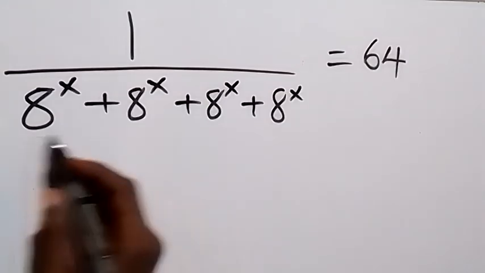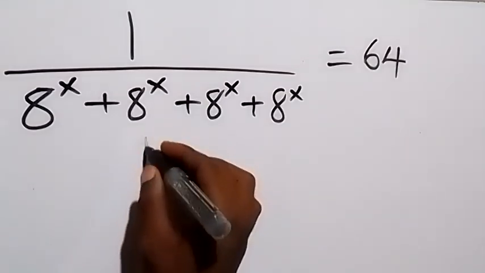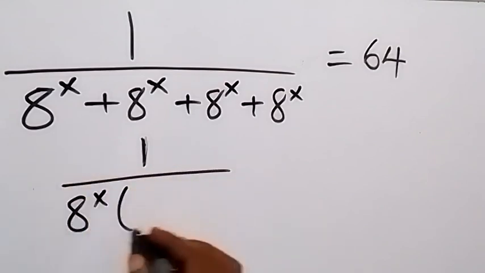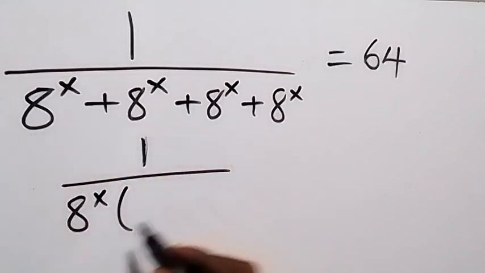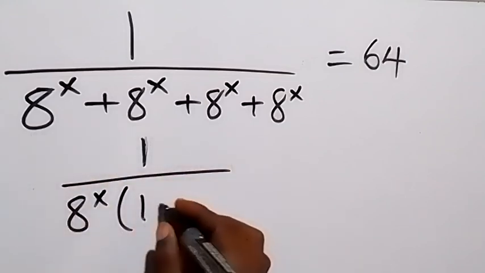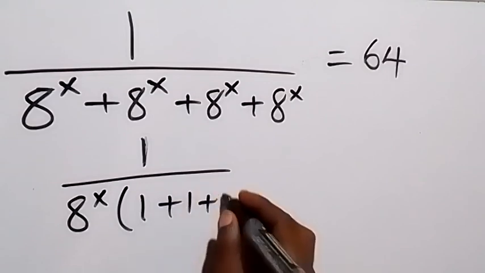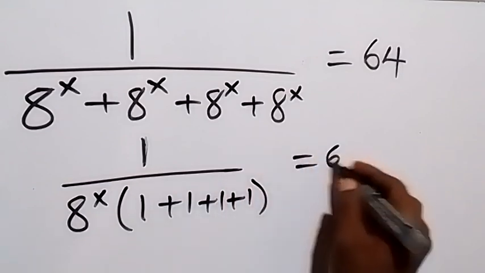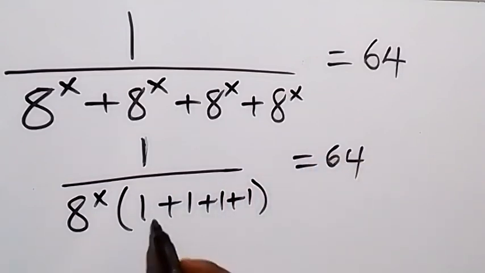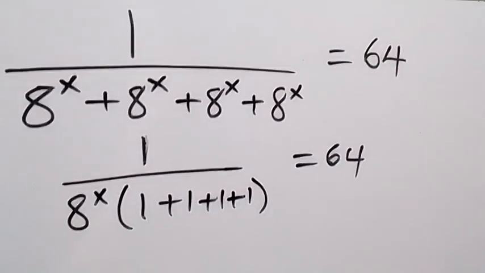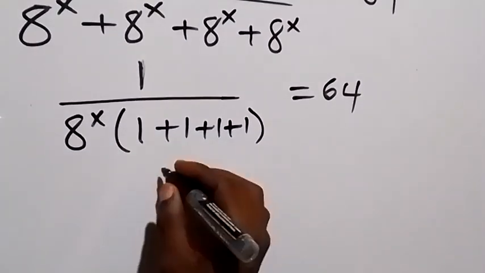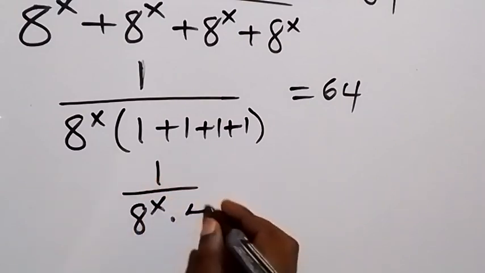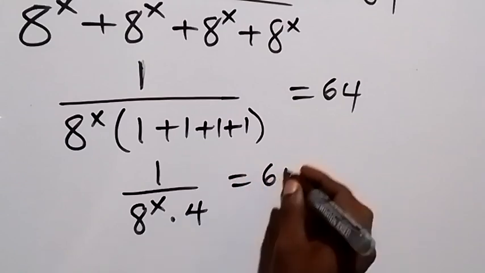From here, we can factor 8 raised to power x out, and this becomes 1 over 8 raised to power x into bracket. When we divide through by the 8 raised to power x, it remains 1 plus 1 plus 1 then plus 1, which equals 64. Then we have 1 plus 1 plus 1 plus 1, that's 4. Then we can write this again as 1 over 8 raised to power x times 4 equals 64.